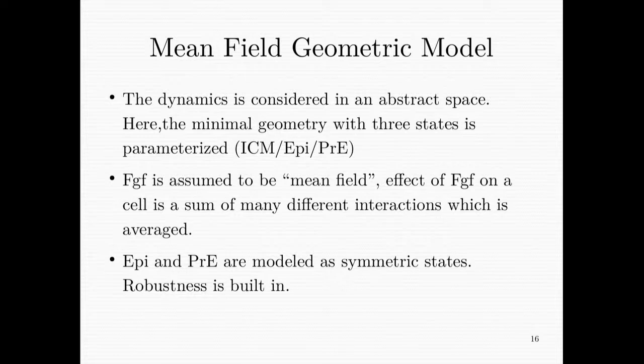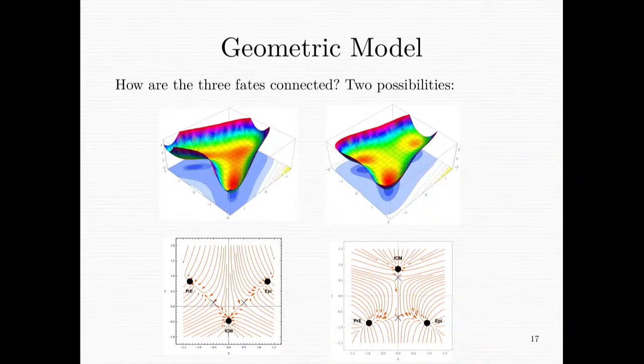You assume that the protein that's determining for a particular cell what decision it should take is mean field. There are no local interactions between cells that you need to consider. There's just some mean field total level that each cell sees. And finally, another assumption that we had to make was that these epiblast and primitive endoderm are symmetric states, and these are again assumptions that you can change. Okay, but then the fundamental question that you need to ask from the geometric perspective is how these states are connected to each other.